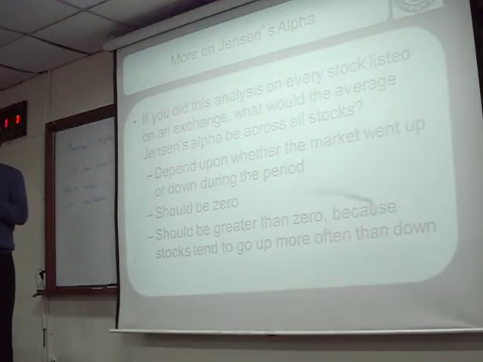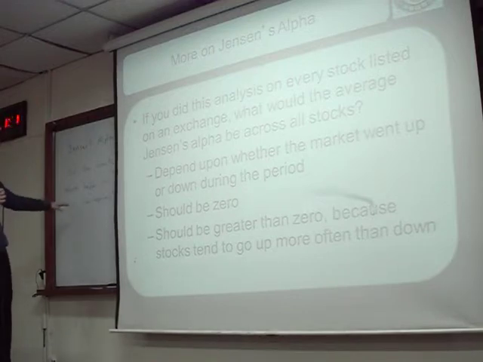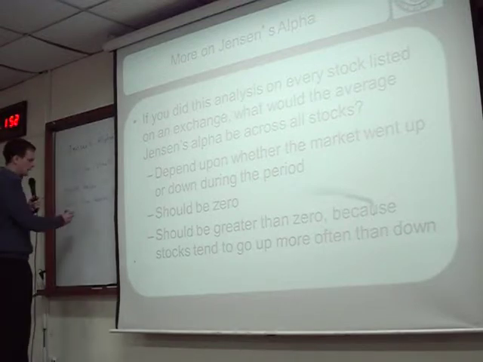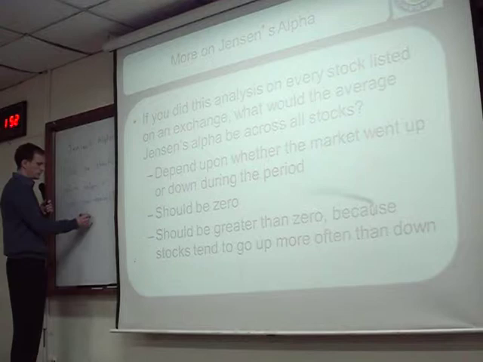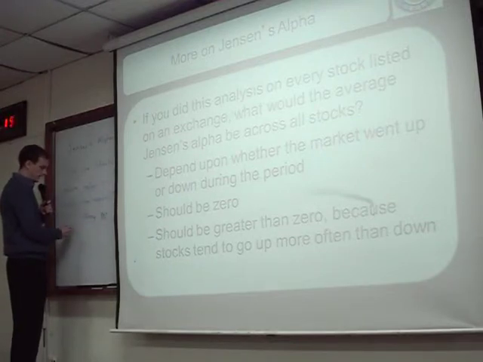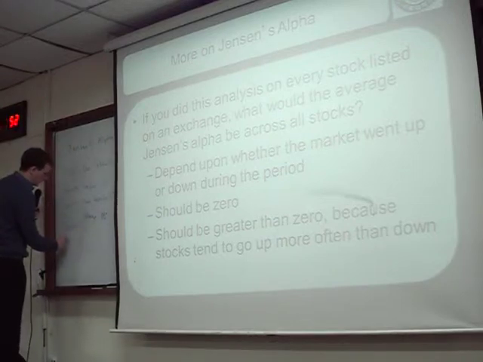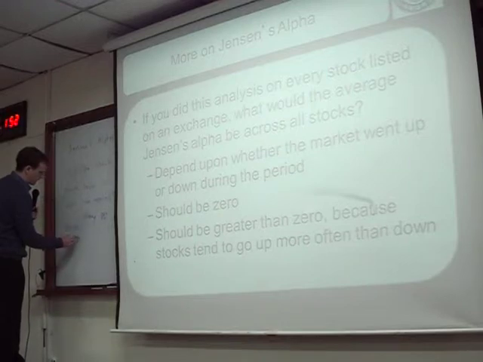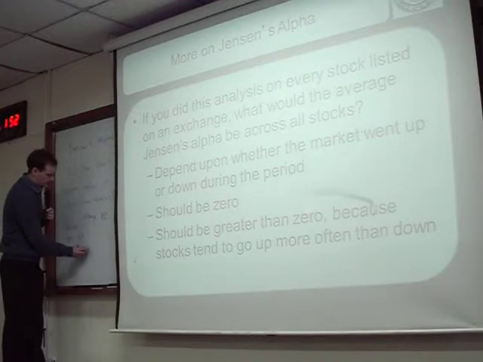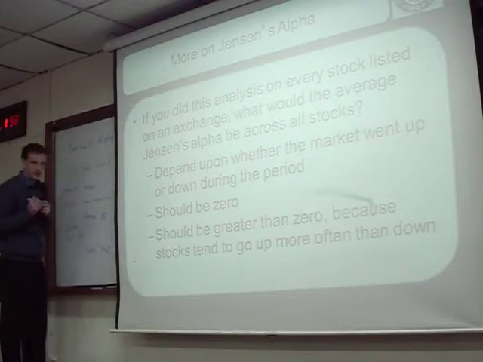Okay, so Jensen's alpha is saying whether the stock performed better or worse than expected, okay? So let's say we expect Disney to go up 8.8%. But we expect the S&P 500 to go up 8%, okay? Then let's take another stock, like Apple. Let's say we expect Apple to go up 7.2%, okay?